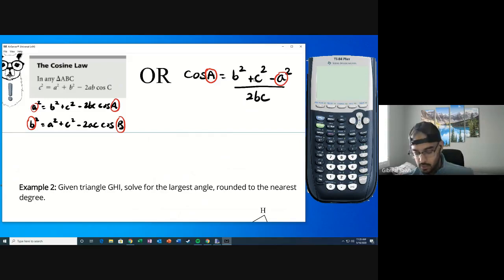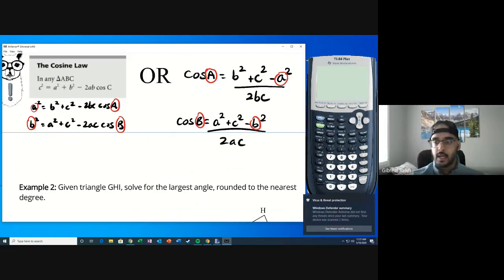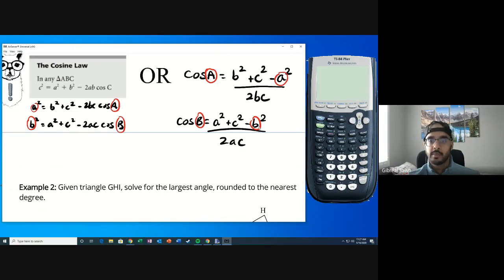So for a comparison, I'll give you cosine B also. So cosine B is going to be a squared plus c squared minus b squared over 2ac. And again, you'll see that your opposite side angle pair, there's going to be the side that's being subtracted just like before. Okay, so there's the formulas that we can use.